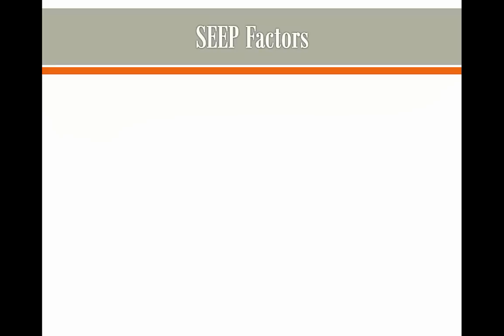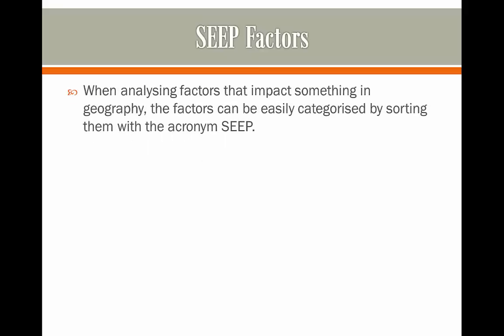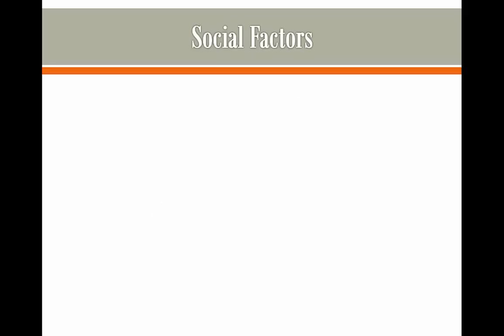Okay, so SEEP factors, we've looked at this in our previous video looking at the factors of population change, and again, SEEP factors are basically the factors that will impact an event that is occurring. So the S in the acronym stands for social, the E for economic, the following E for environmental, and the P for political. Okay, beginning on looking at social factors.